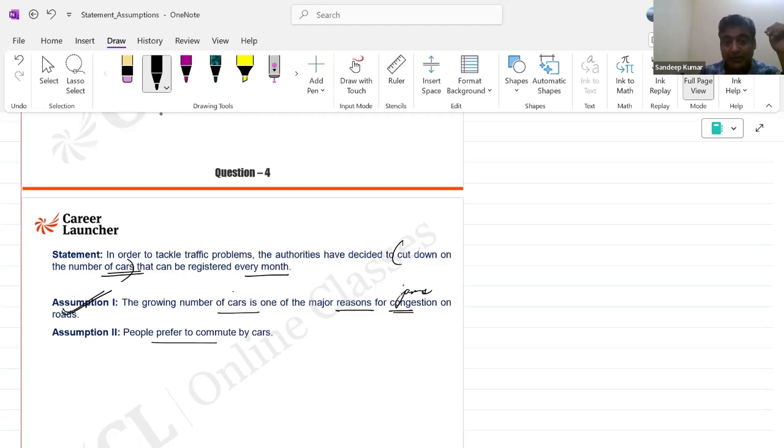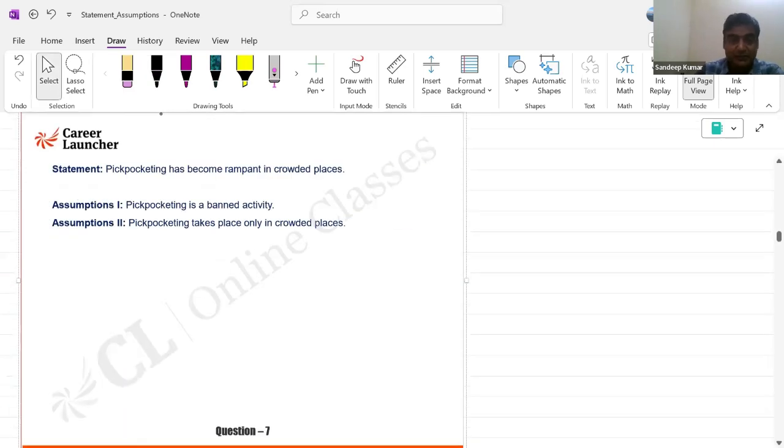People prefer to commute by cars. Again, we do not know. People, when we say people, it is not referring to one person, two people, or three people. It refers to all the people. We cannot infer about all the people based on the statement given. Okay. Let's have a look at the next question.